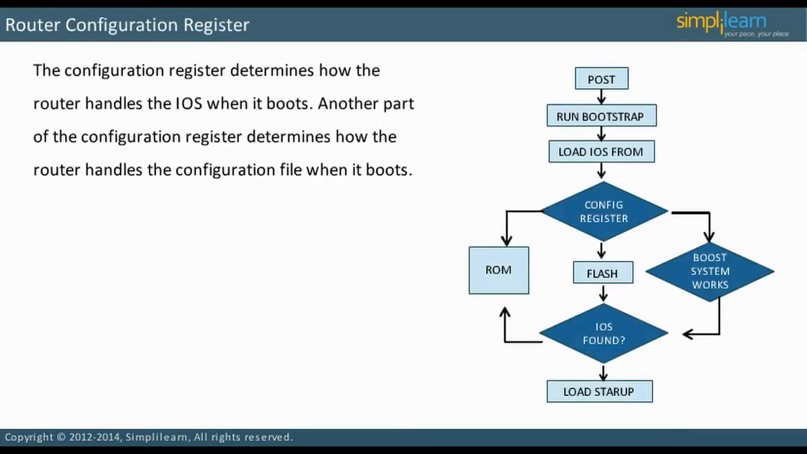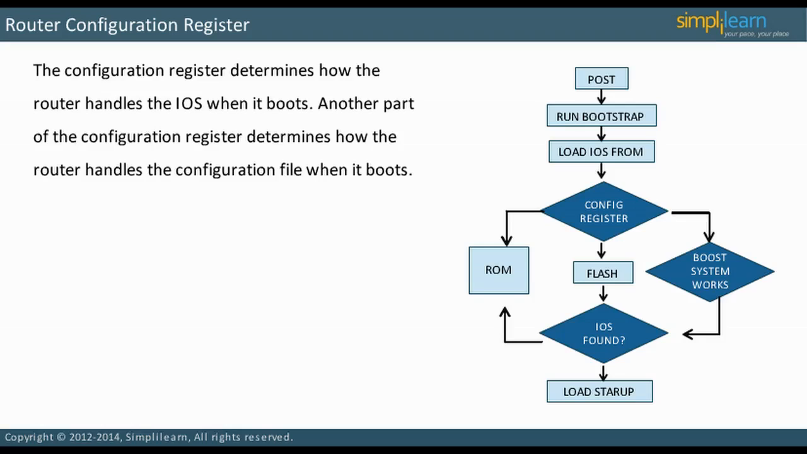The configuration register determines how the router handles the iOS when it boots. If it is a hexadecimal 2100, the router boots to ROMmon. If it is a hexadecimal 2101, the router boots the first valid iOS file in flash. If it is a hexadecimal 2102, the router checks the configuration file for a boot startup location. This is the default value.